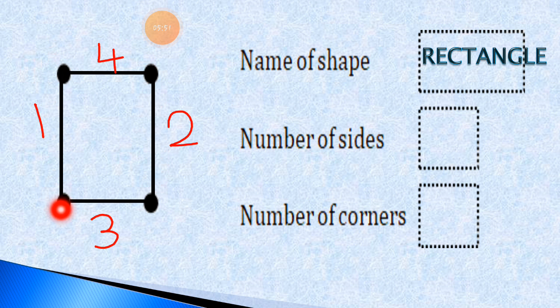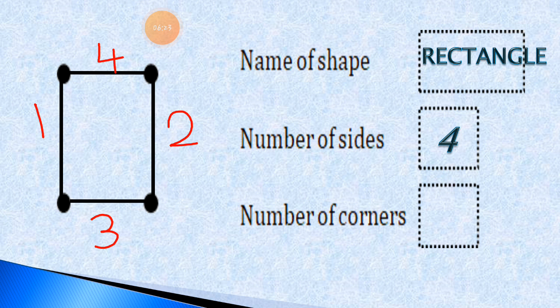Here, the first side, I am writing 1. This is the first side. This one is the second side. This one is side 3, and here is side 4. So the rectangle has a total of 4 sides. Here I have written 4. In total this rectangle shape has 4 sides.